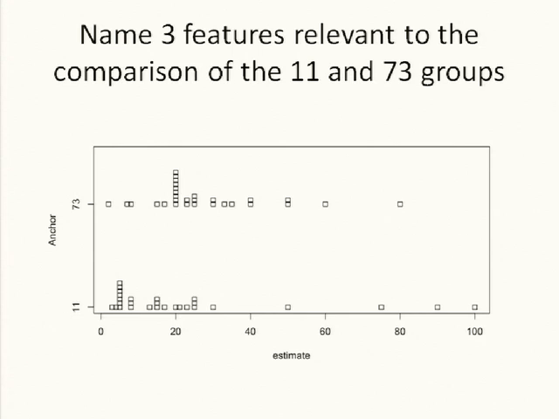By looking at the strip chart, it looks like the 73 group had a higher average than the 11 group. So if you look at the mean or the median or the mode, the 73 group had a larger value in terms of all three measures. Okay. What else can you tell me about these two charts?